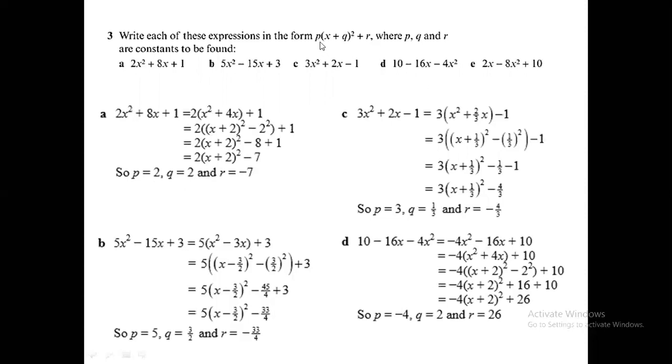With that, you can write p. P is the number in front, which is 2. Q is also 2, and r turns out to be minus 7. Nothing to write the minus over here, it is straightforward. This constant becomes minus 7 when you are working it out.